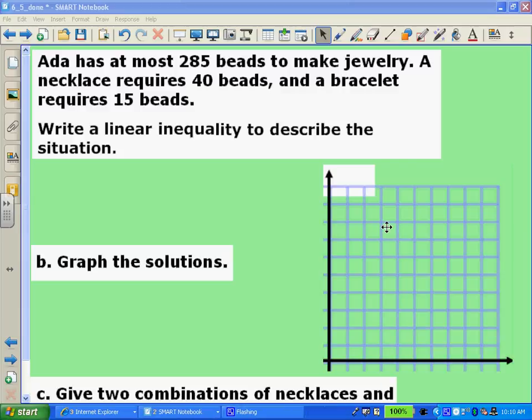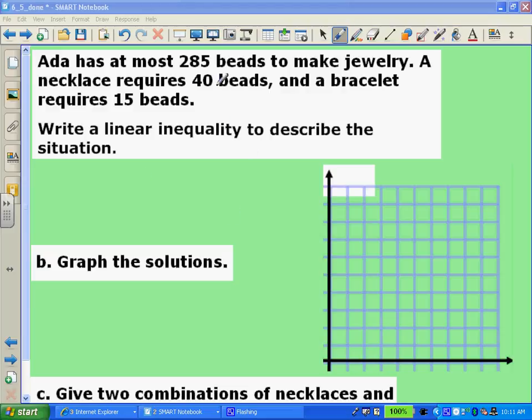Let's talk about 6-5 part 2. In this part we have story problems and also how to write an inequality given a graph. So here we have Ada has at most 285 beads to make jewelry. A necklace requires 40 beads and a bracelet requires 15 beads. So the first thing that we have to do is write an inequality that represents this situation.